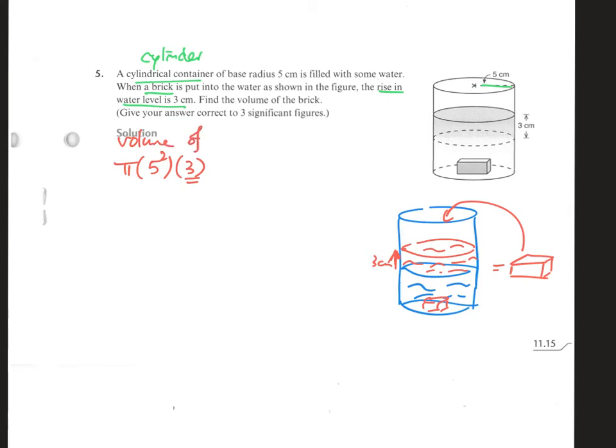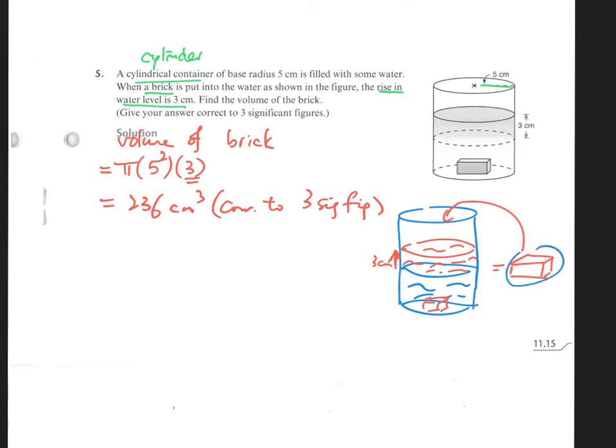Then we write it this way: volume of brick will be equal to the rise of water level, talking about the volume. And finally, it's 75 pi cm cubed. But the question is asking me to use 3 significant figures, so I need to use a calculator to check it. You also take out your calculator and check it right now. This is equal to 236 cm cubed, which is correct to 3 sig fig. So you bear in mind this concept.